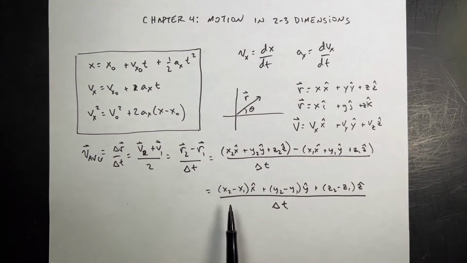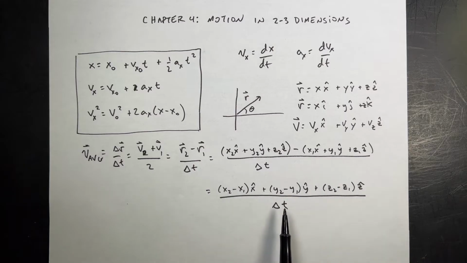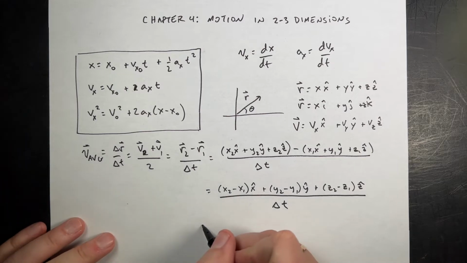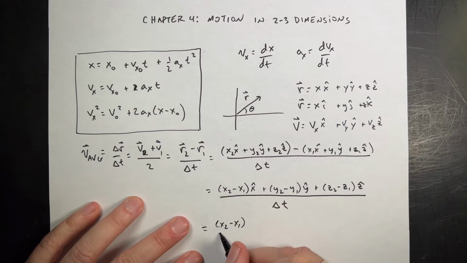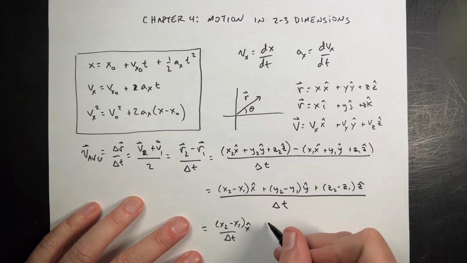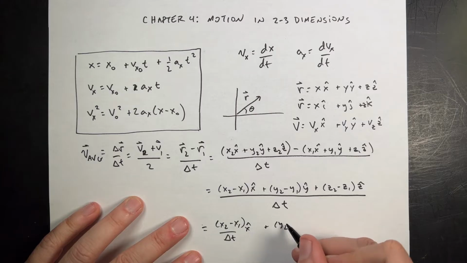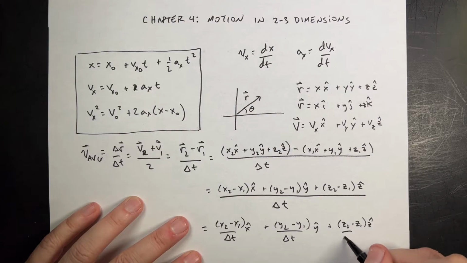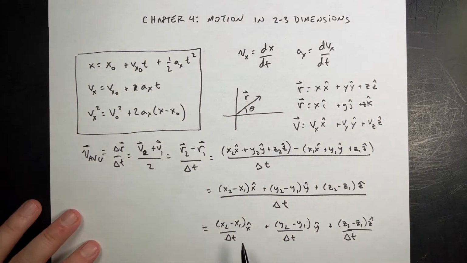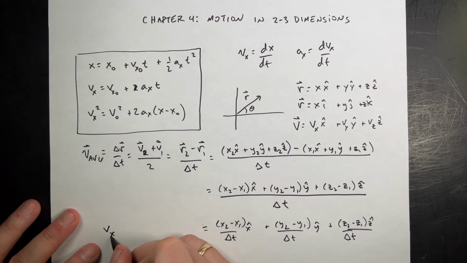Now, this is a vector on the top, and I divide by the scalar delta t, so I have to divide each component by delta t. So I can actually write this as x2 minus x1 over delta t x hat plus y2 minus y1 over delta t y hat plus z2 minus z1 over delta t z hat. And what do we have here? Well, this is going to be Vx. So Vx is this.